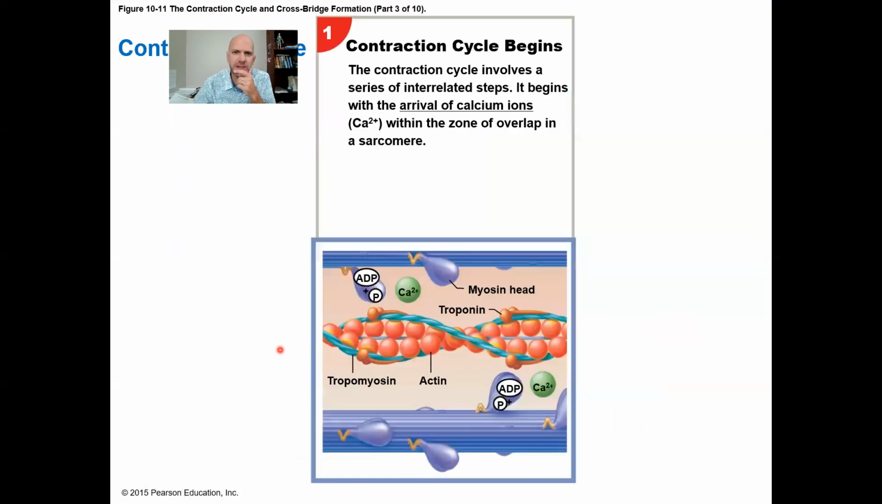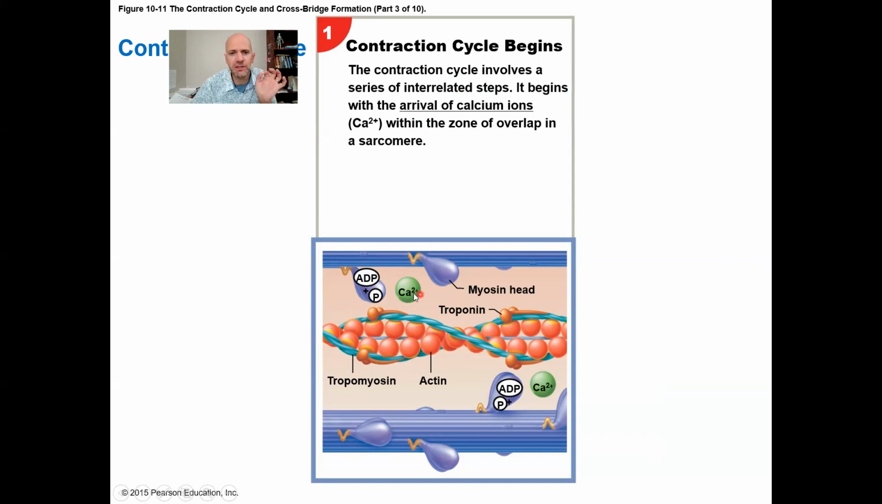Let's walk through it. Each of the slides in this sequence is right on top of each other, so it shows the progression through the sequence, which will be important for you to understand all the steps. And you need to memorize the steps. So here we have the actin and myosin in the resting state. It says begins here because we begin the contraction cycle by the arrival of calcium.